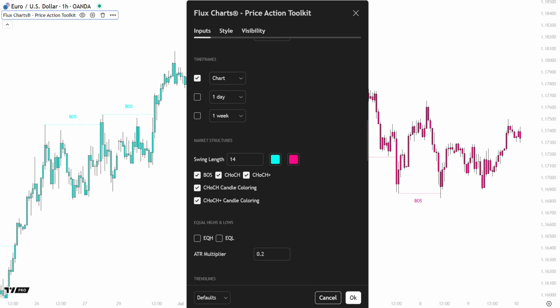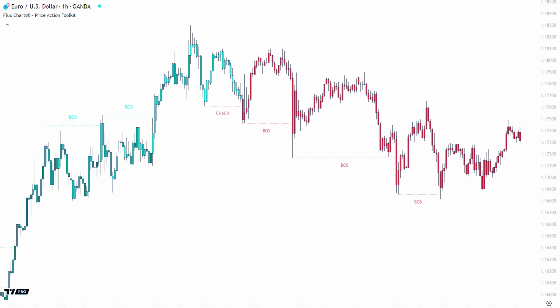Turn off all features and just turn on market structure and make sure to activate all its ticks. This way you will see the overall market direction in color easily. The market exhibited bullish momentum until a change of character was observed, at which point the indicator shifted to signal a bearish trend following this transition.